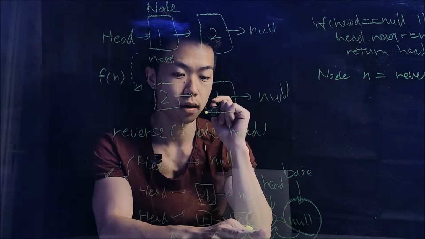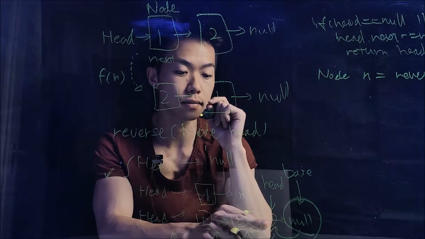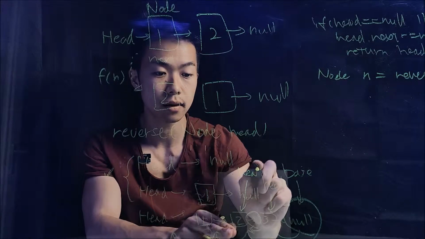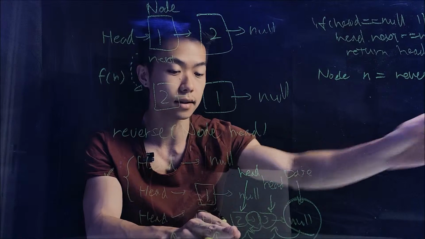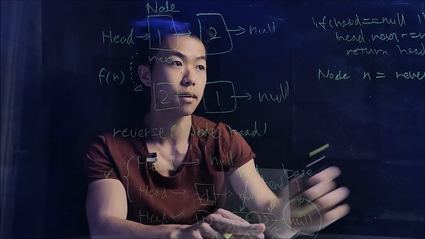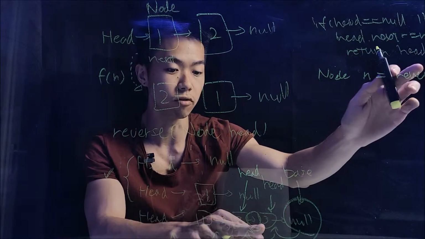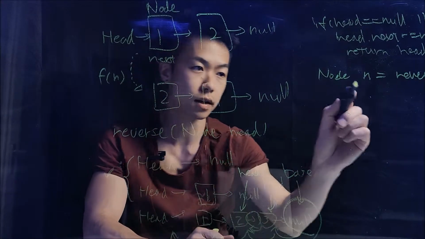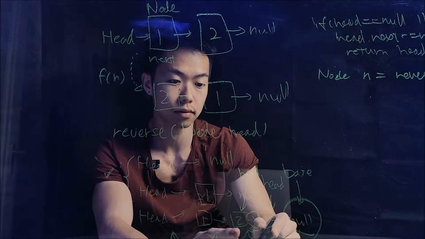No, actually, head's next is null. So when head is pointing to 2, the head's next is actually 3. 3 is passed as a head. 3's next is null, so return 3. It will return 3. So here is actually 3, and then head is pointed to 2.